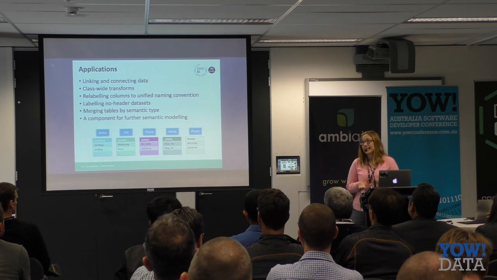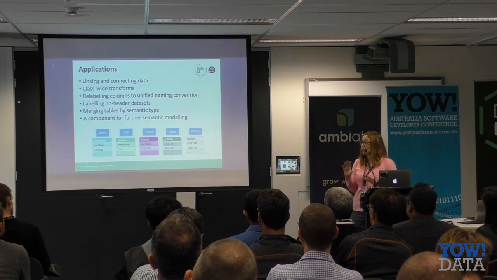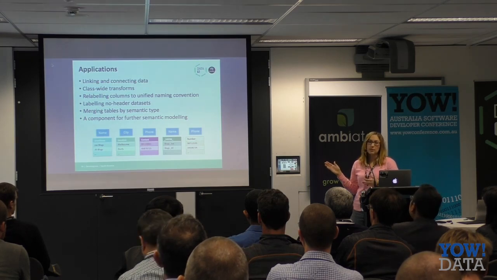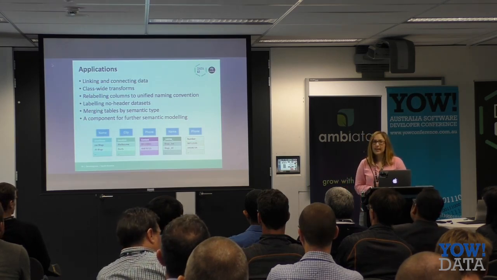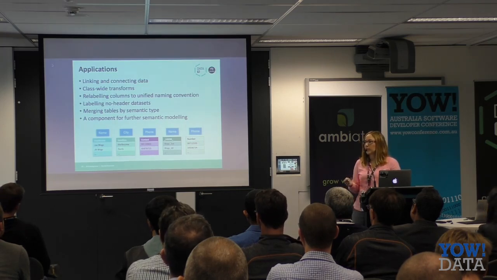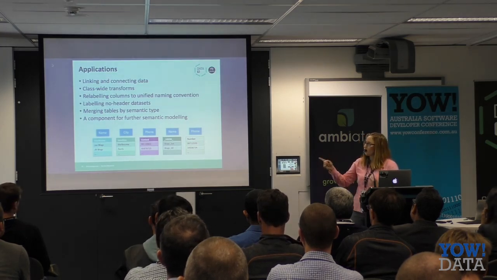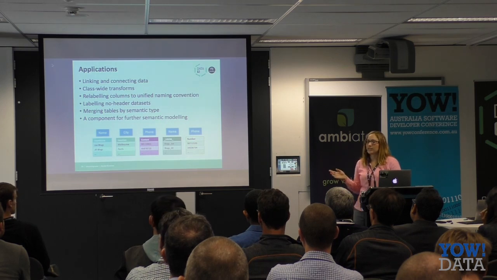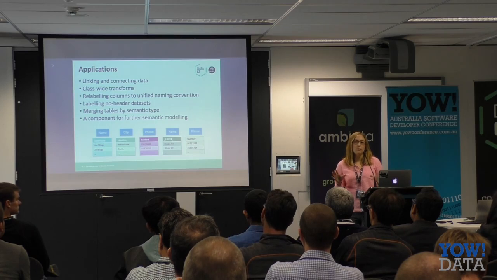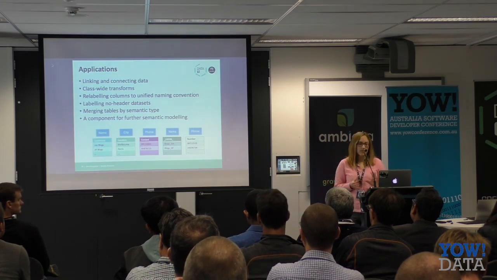So first of all, we can link and connect the data and merge the different data tables on those semantic types which were discovered. Then we can actually provide some class-wide transforms. So instead of specifying a transformation per each column, we can just say, for example, that we want one formatting transformation to be applied to all phone numbers.